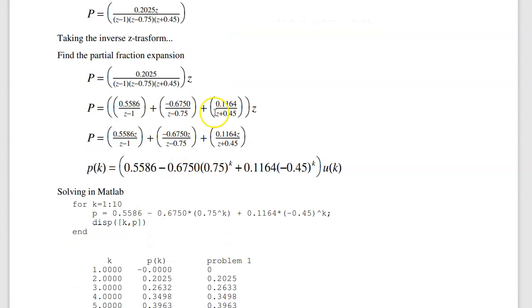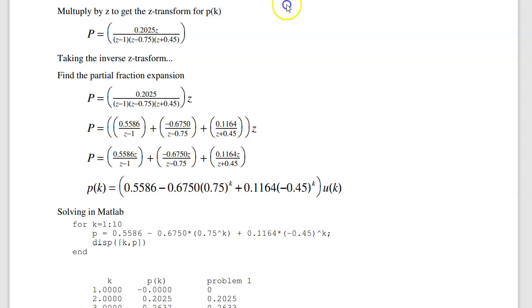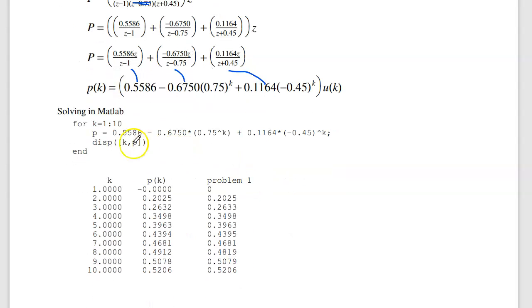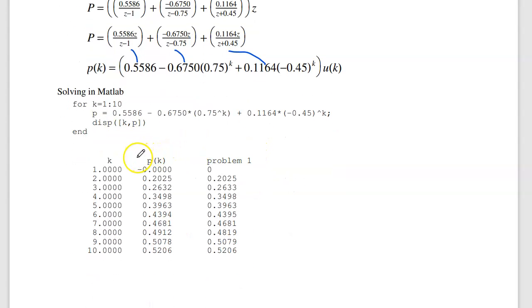Now take the inverse z-transform. Again, I'm going to do partial fraction expansion. Plug in z equals 1, analyze, I get 0.5568. Plug in 0.75, cover this up, analyze, I get minus 0.675, and so on. Multiply through by z, then take the inverse z-transform, and I get each of these terms: 0.5568 times 1 to the k, minus 0.6750 times 0.75 to the k, plus 0.1164 times minus 0.45 to the k. And if I calculate p of k, that's exactly the same answer I got in problem 1.